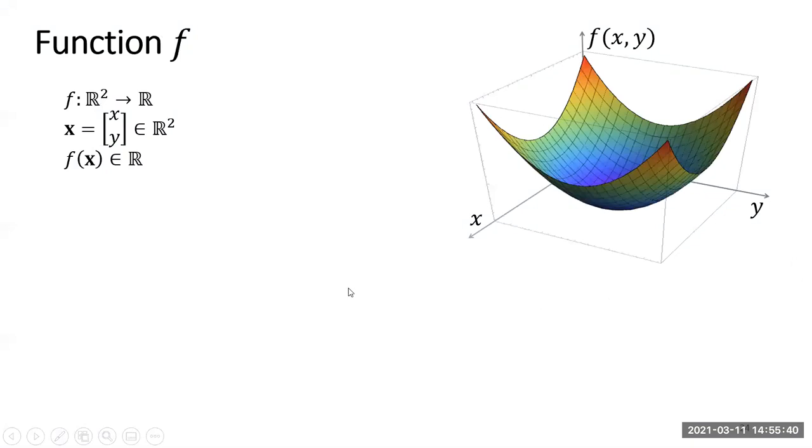Here is a function over x and y, f of x, y. It's a function of this x, which is a vector, right? This x, bold x, is a vector, and x and y are its scalar components. So f of x belongs to R. This is the z-axis. The z-axis is the range of this function, and x and y, this xy plane, is the domain.